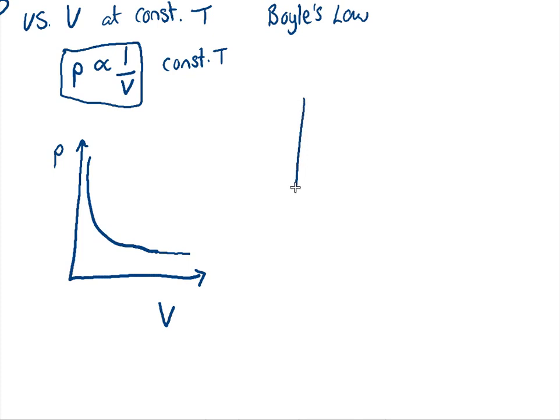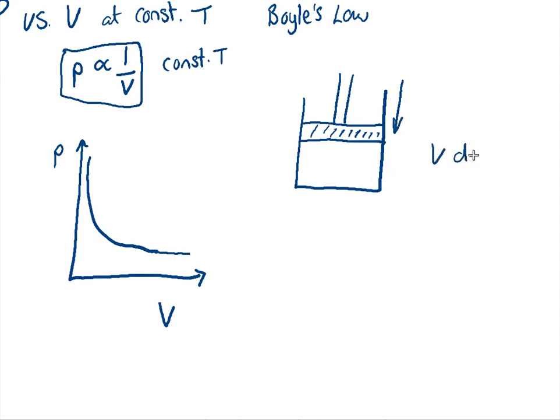If we imagine that we have a sample of an ideal gas in a container that has a movable piston as a lid, and we can move the piston in or out. Okay, and if we have a fixed mass of gas or a fixed number of moles of gas in our sample, then if we were to move our piston in, we would decrease the volume. Okay, so by moving the piston in, our volume would decrease.